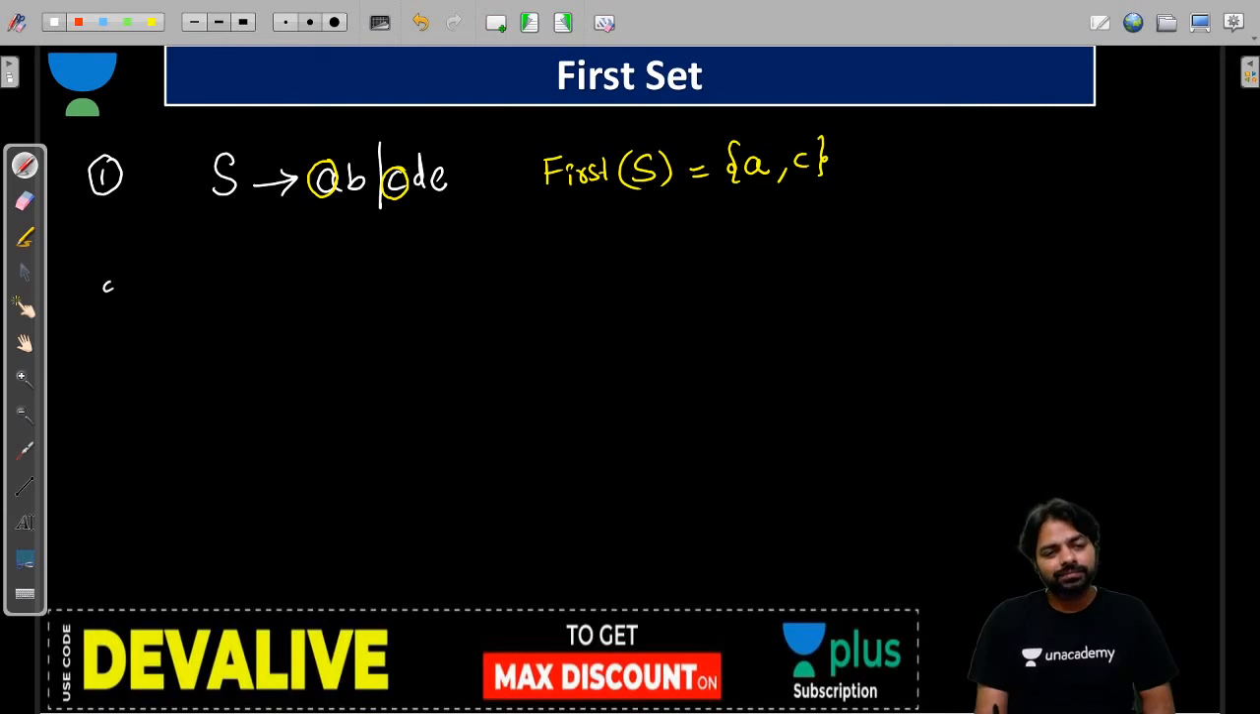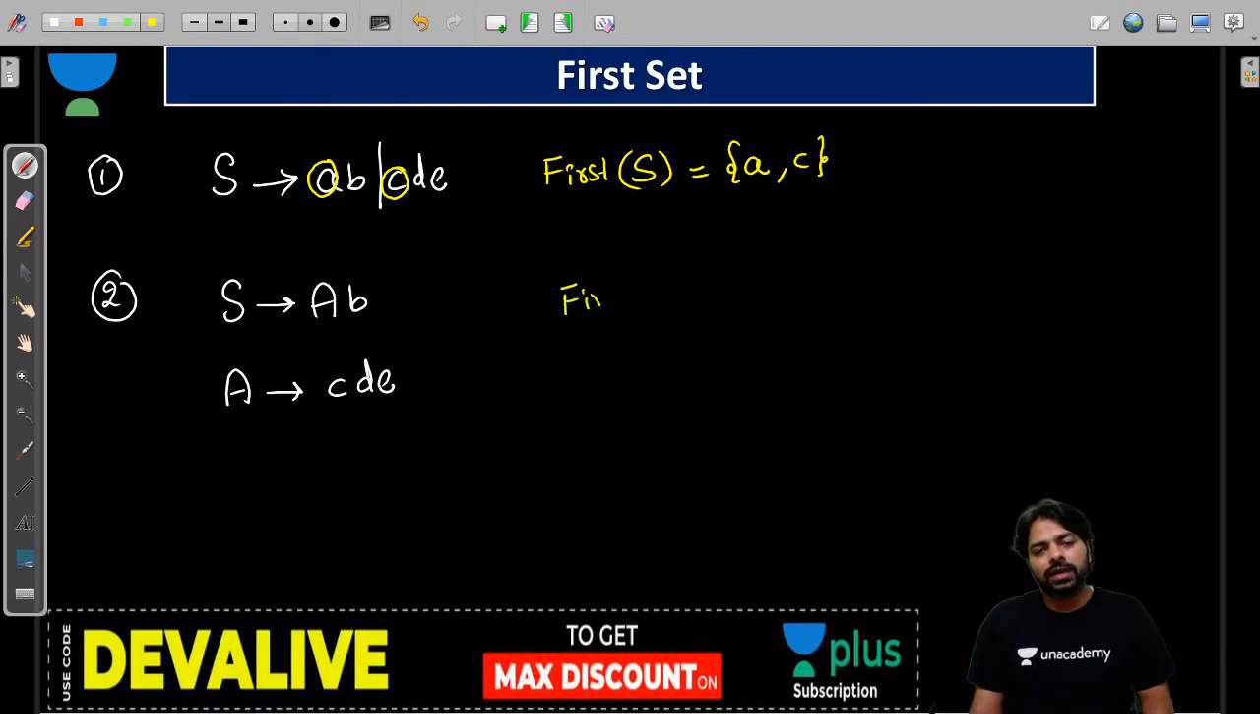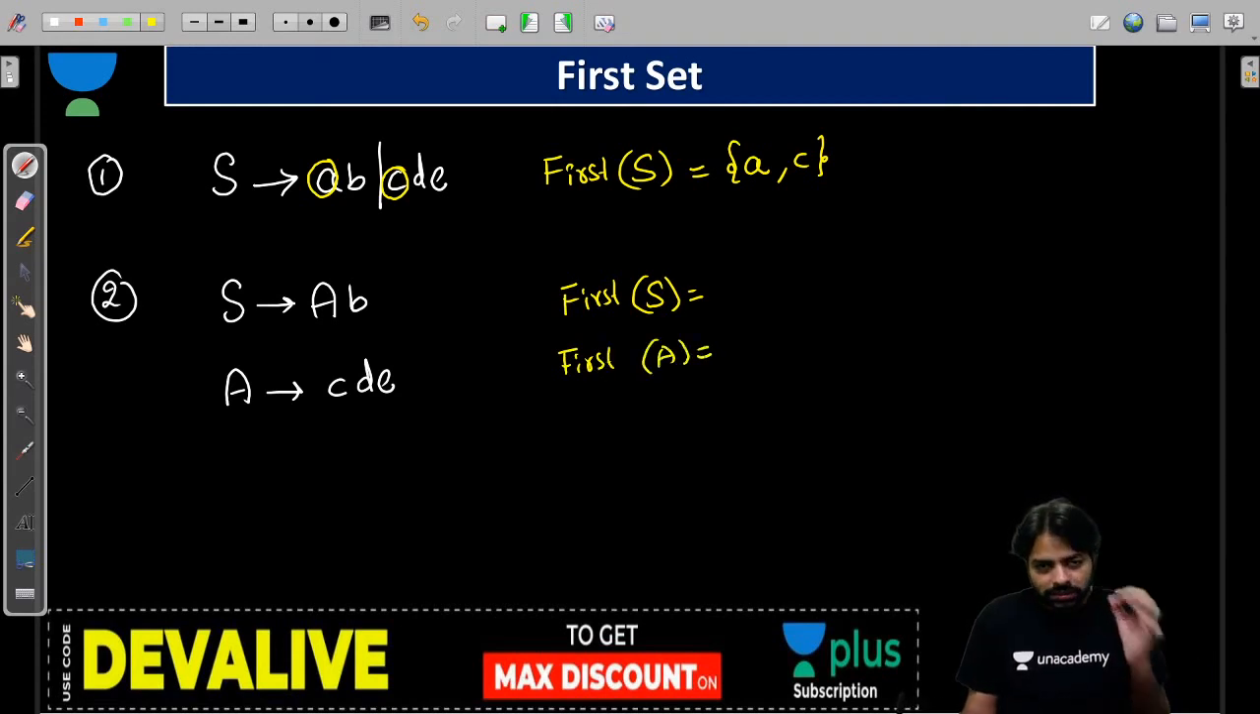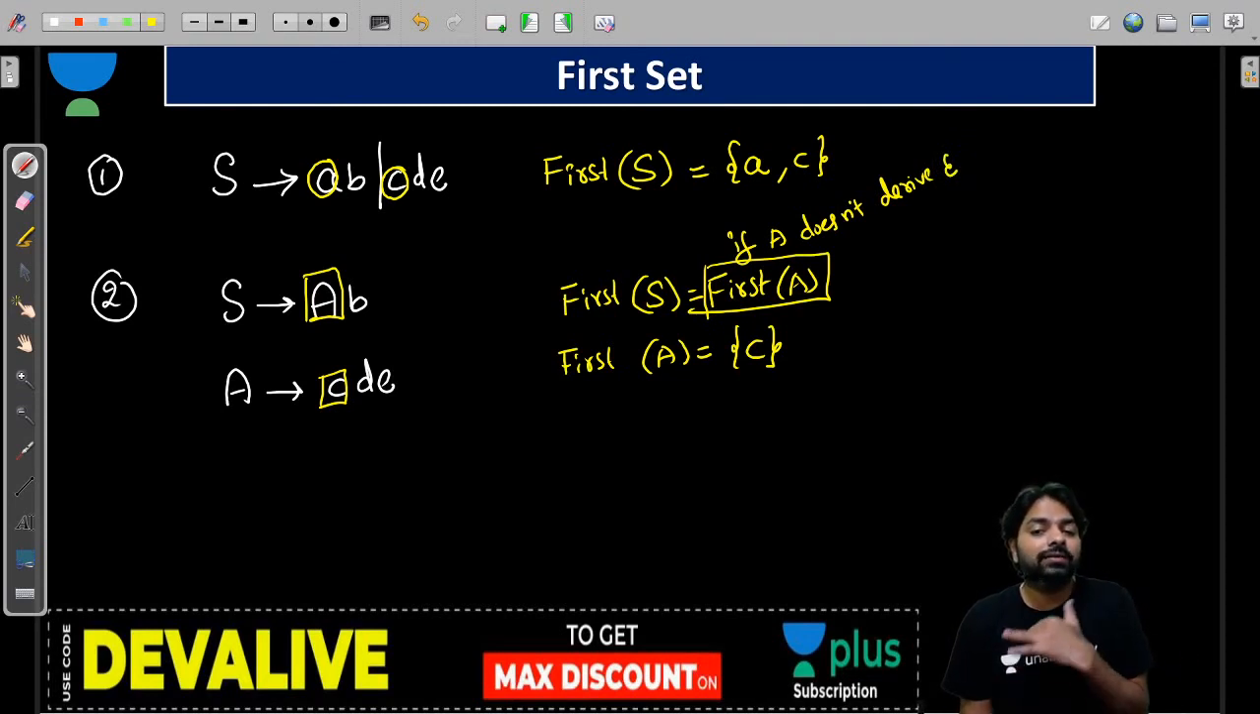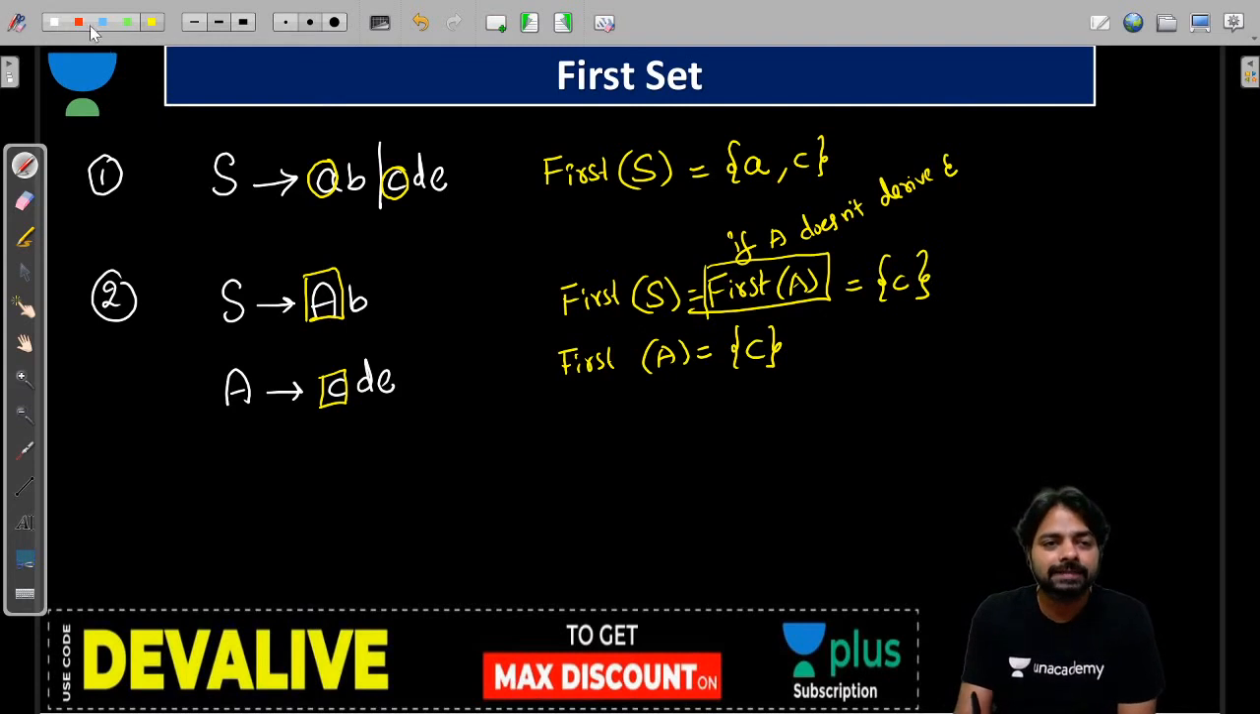And in case I ask S derives capital A B and capital A C D E, then there are two things. First of S you can compute, first of A you can compute. What is the first of S? You can't understand now because of the non-terminal. But first of A you can understand, that is a, c. So c is a must, and first of S we call it first of A. But this is only if A does not derive epsilon. In case it derives epsilon, then after capital A, small b is there, and that will also come as a first symbol. So first of A already has something, that is c. Yes, so this is how we calculate.